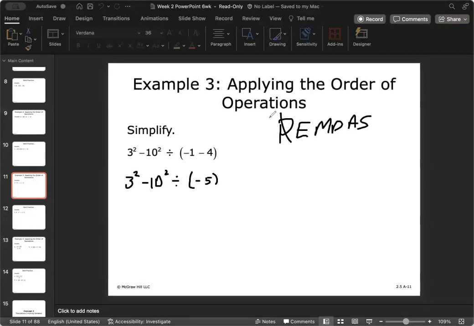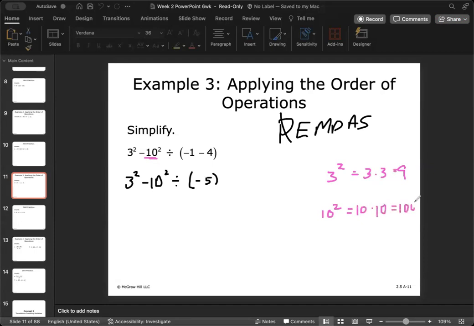Parentheses is done. Do we have exponents? Yes, we do. We have an exponent here and we have an exponent here. Okay, so this one is 3 squared. Remember, over to the side here, this is my scratch sheet of paper, 3 squared is 3 times 3, and that gives us 9. So that's what we're going to replace right there. And what about the 10 squared? That's just 10 times 10, and that's going to give us 100.